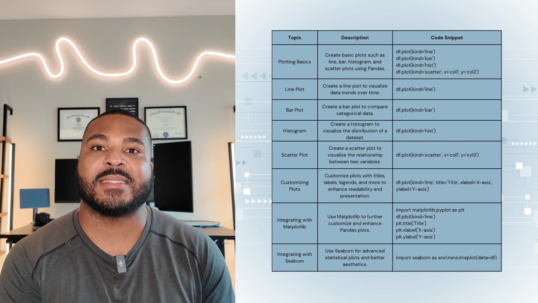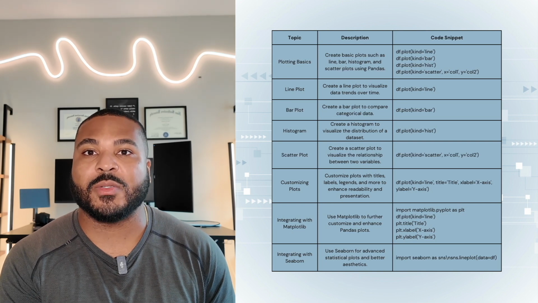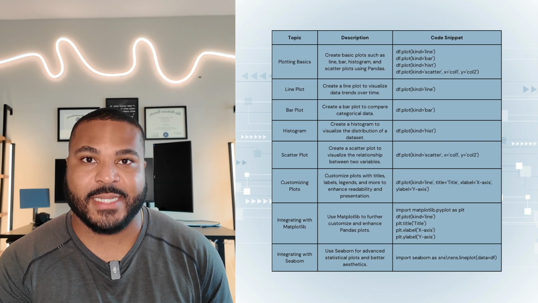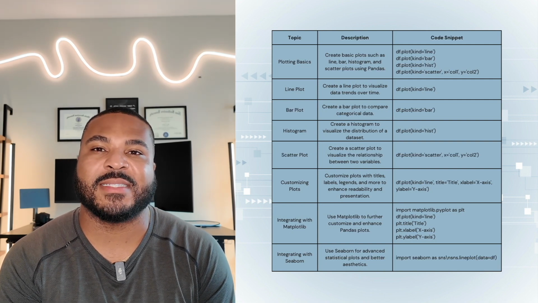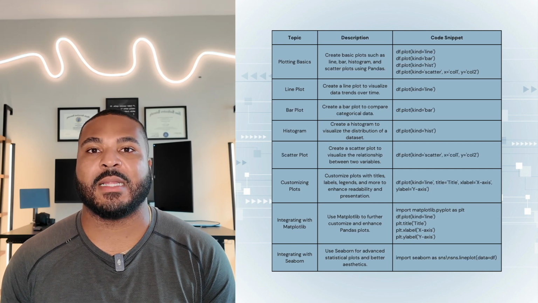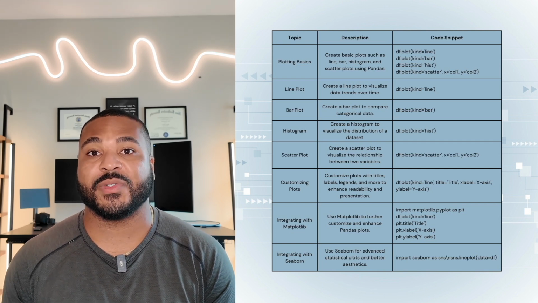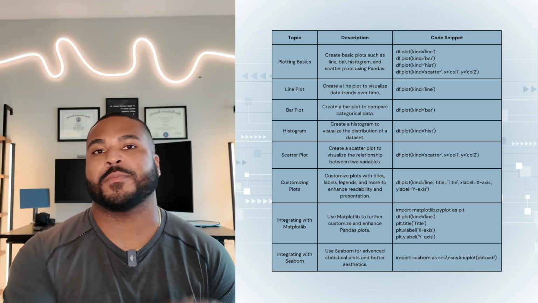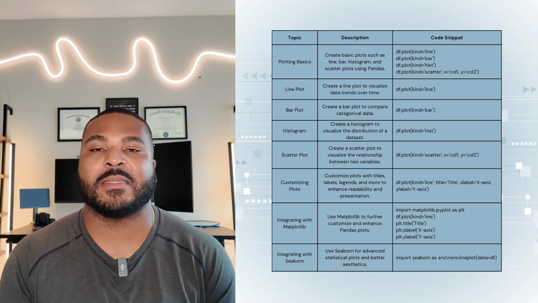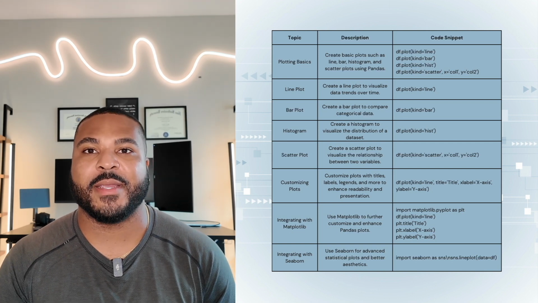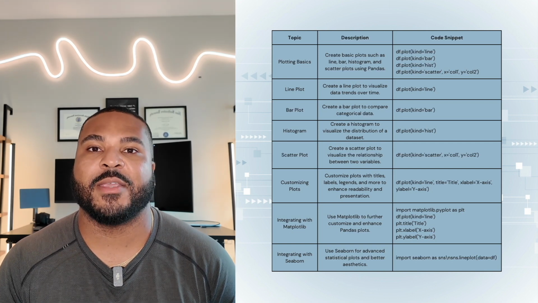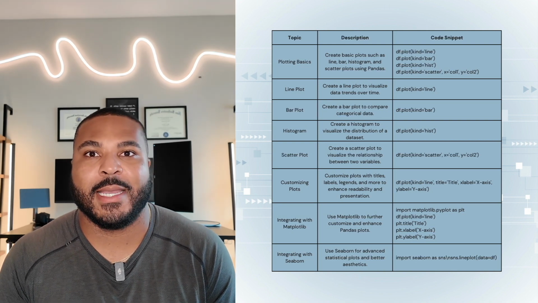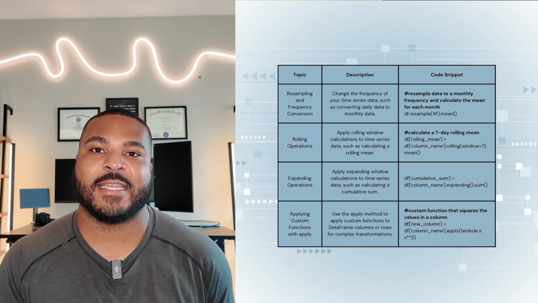Another cool library is Seaborn. Seaborn is a statistical data visualization library based on matplotlib, so it provides advanced statistical plots and better aesthetics. These data visualization techniques allow you to create informative and visually appealing plots. So we have Pandas, Matplotlib, and Seaborn. By understanding plotting basics, customizing plots, and integrating with other libraries, you can effectively communicate your data insights all within Python. You don't have to go outside to Tableau or Power BI. Let's discuss advanced data analysis techniques.